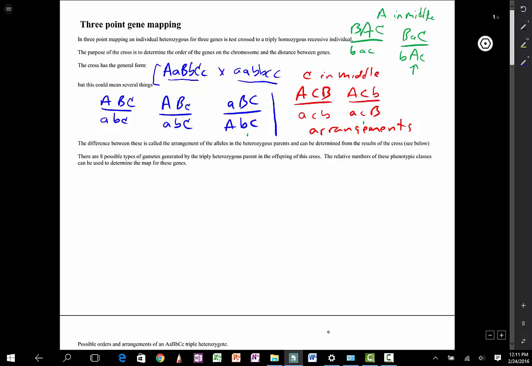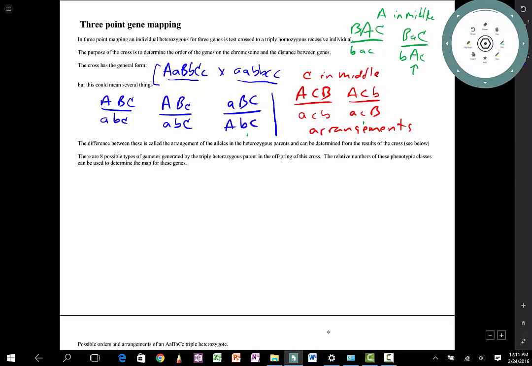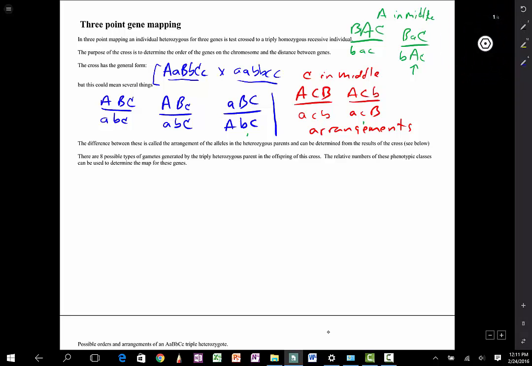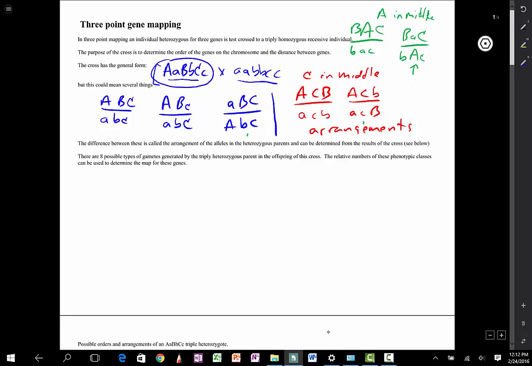So the first thing we have to do is figure out which genes are on which side of the line, so what is the arrangement, and then which gene is in the middle. So those are the first 2 steps. And then we can figure out the distance between the genes. Another thing about these types of crosses is that no matter what, if you're triply heterozygous for something like this, you always get 8 different kinds of gametes.